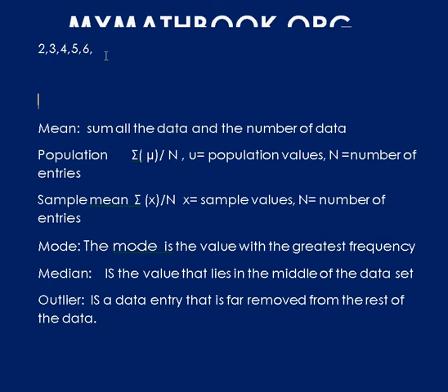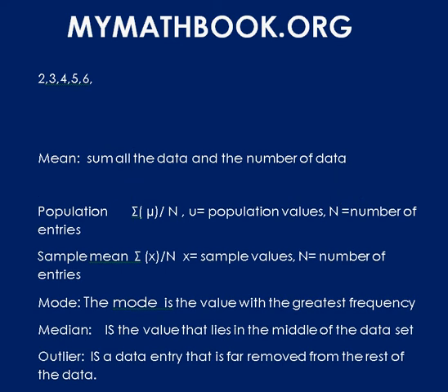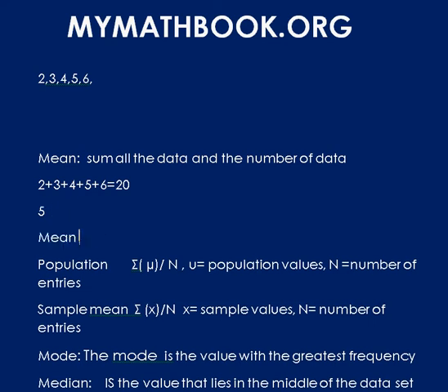So let's say the mean is, we sum up all of these values, which is 2 plus 3 plus 4 plus 5 plus 6, which is 20, and the number of values here is 1, 2, 3, 4, 5. There are 5 values, so the mean equals 20 divided by 5, which gives us 4. So that's the same for the population mean. The population mean is going to be 4, sample mean is going to be 4.